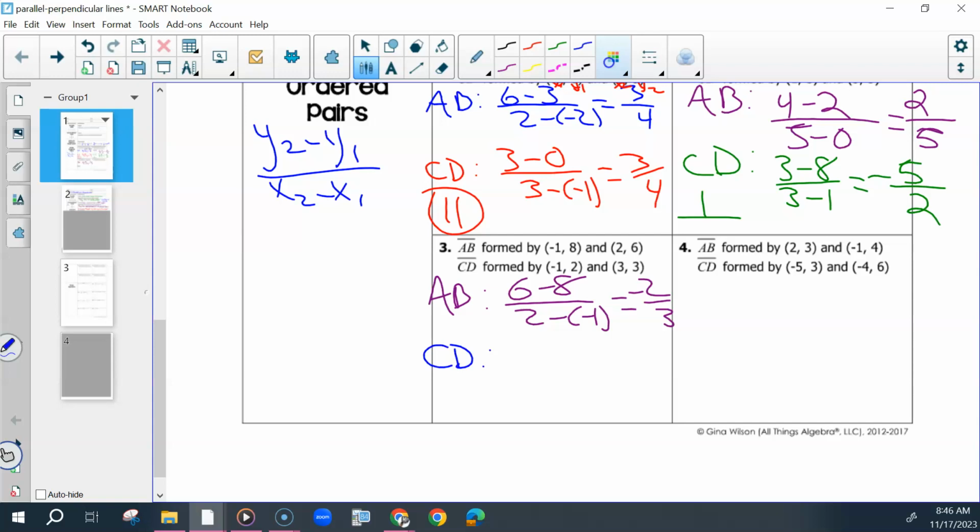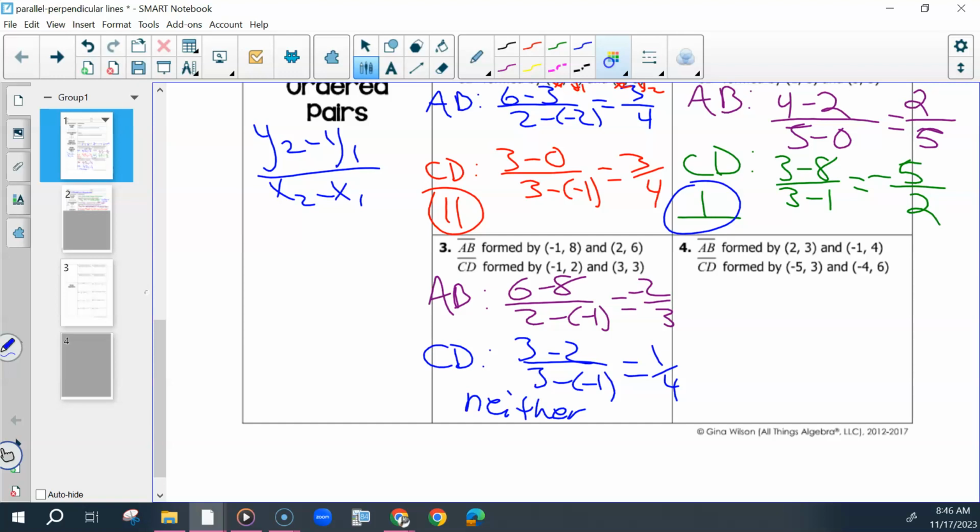And then for CD, 3 minus 2 over 3 minus a negative 1. So these would be parallel, perpendicular, or neither. Neither. They're not the same, they're not perpendicular, they're neither. Now, this is an obvious neither case because they're clearly not the same, they're clearly not perpendicular.